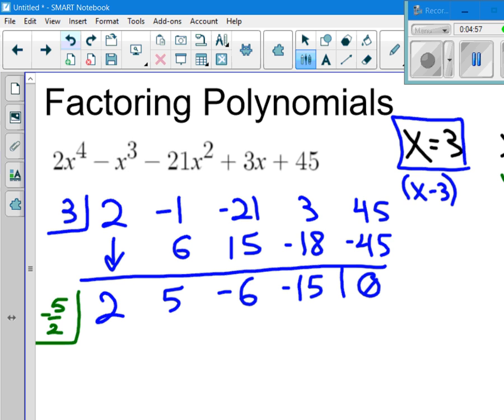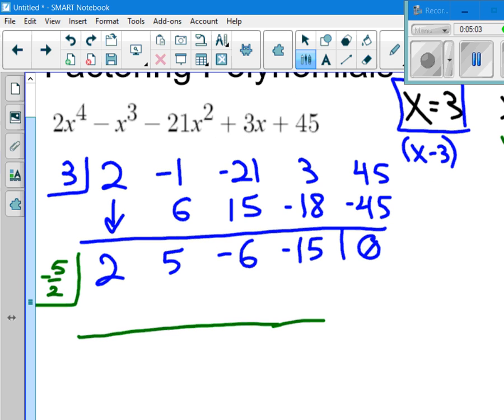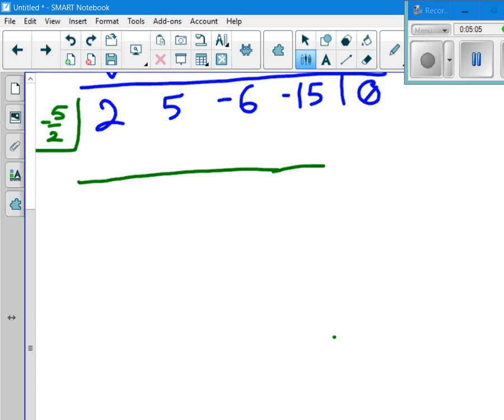I put the negative 5 halves here in the box. I'm going to bring down the 2, and then just start this process. The 2 divided by 2 is 1 times negative 5 is negative 5. The 5 minus 5 is 0. Negative 5 halves times 0 is 0.